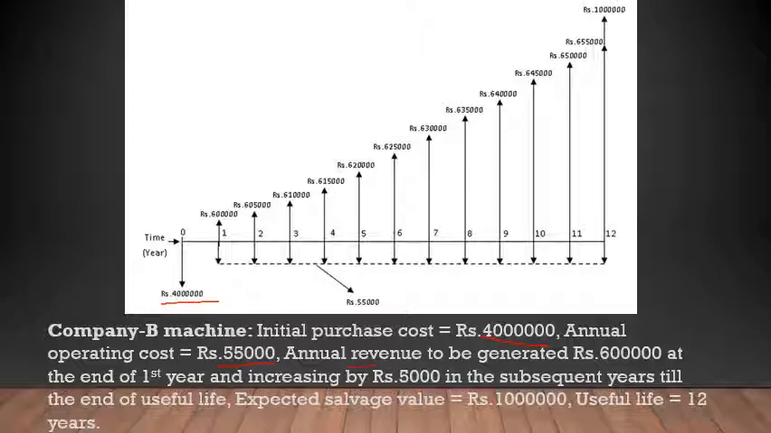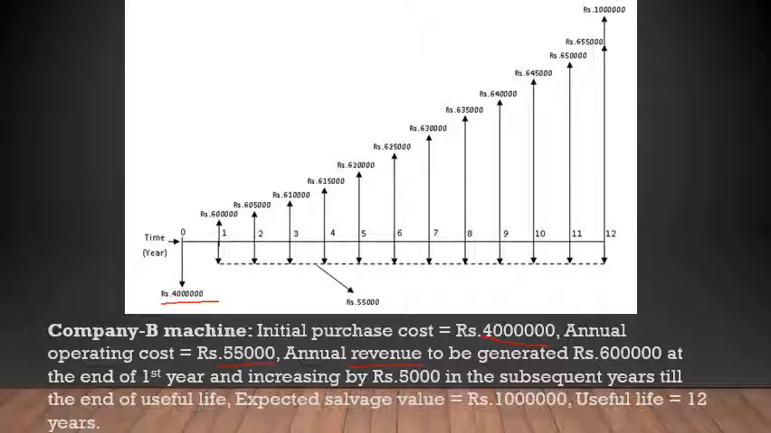Annual revenue. Revenue is another word used for income. Okay. Sometimes they use the word income, sometimes they use the word revenue. Both are one and the same. Revenue means what? Income. Income means what? Positive flow. Where does it have to be represented? Above the horizontal line.